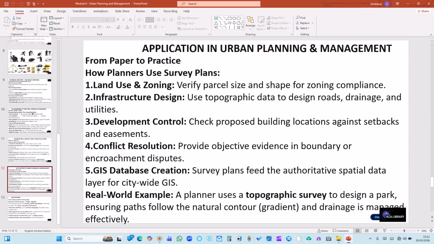Now let us look at a real world example. A planner uses a topographic survey to design a park, ensuring the path follows the natural contour, that is the gradient, and drainage is managed effectively. So this is a real world example.